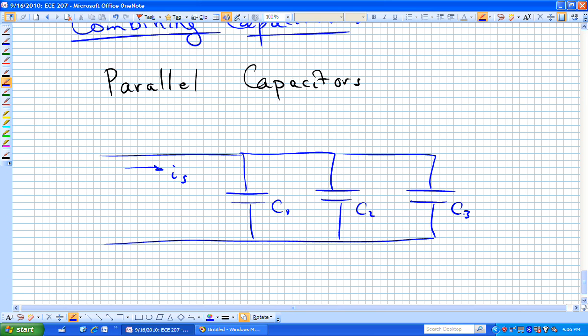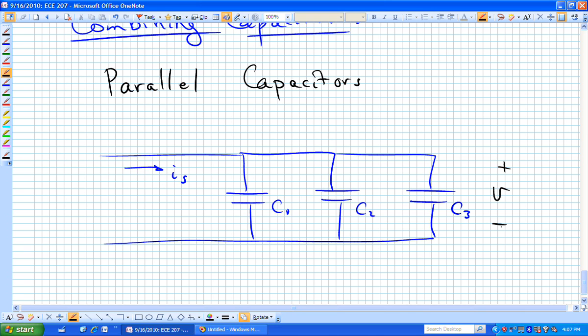We have 3 capacitors, just for illustration purposes. What do we know about those 3 capacitors' voltage? C1, C2, and C3 are not equal. They're different capacitors, so they have different sizes. What do we know from this picture? What do we know about the voltage across C1, C2? Are they related? Those 3 capacitors are in parallel, and they then share this common voltage V.